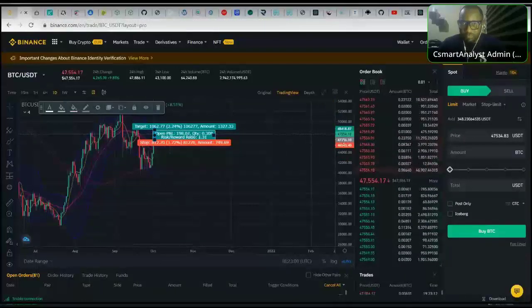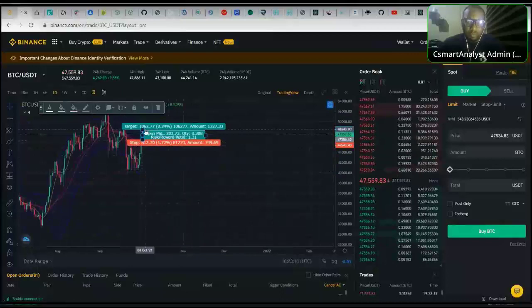The gray one is entry. The red one is stop loss. This is the current market price, and this is the target. I think this is actually the best way to do it. I'm going to be using this. But sometimes I might just call the entry.